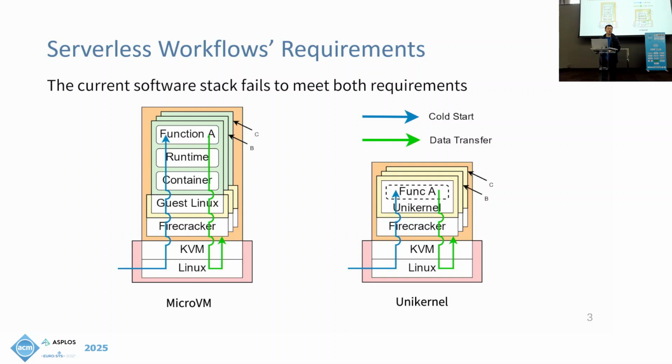However, the current software stacks cannot meet both requirements. While higher-level abstractions ensure isolation between functions and the kernel, they introduce additional layers that cold start and data transfer must go across. As you can see, current work specializes the runtime by removing unnecessary components, making the stack thinner or shorter, thereby reducing these costs. However, from our perspective, it is still far from efficient.